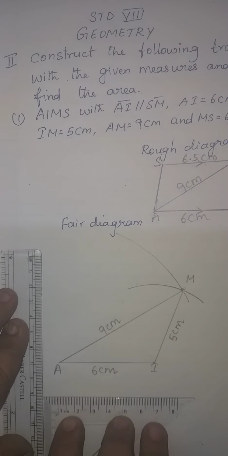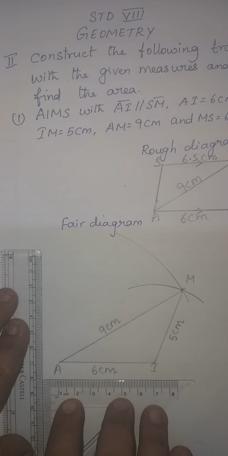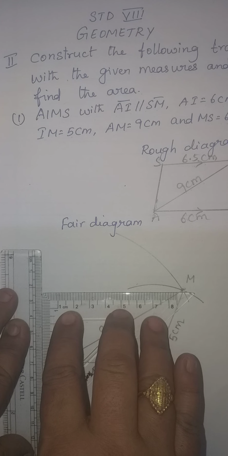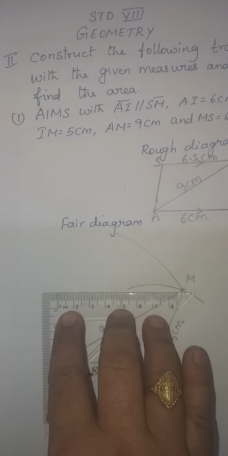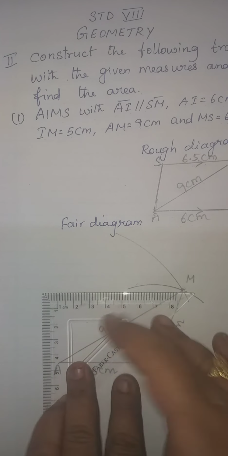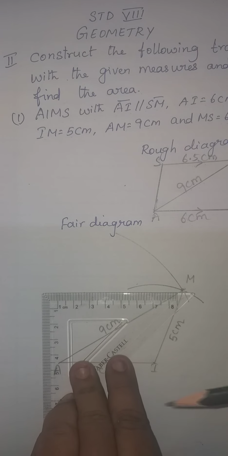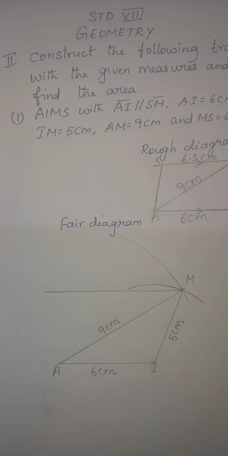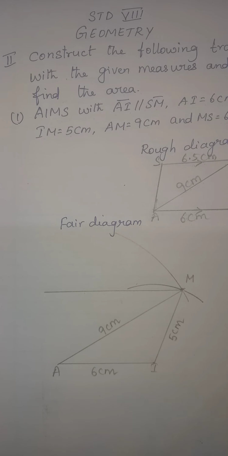So adjust the ruler and set square like this. Now just move the set square such that it touches the point M. Now let us draw the parallel line. Now we have drawn the parallel line.